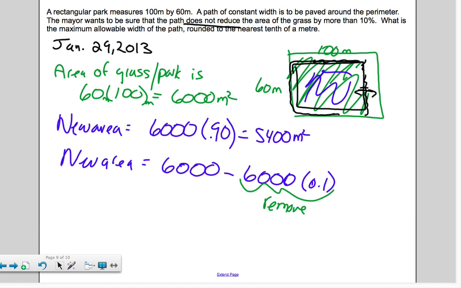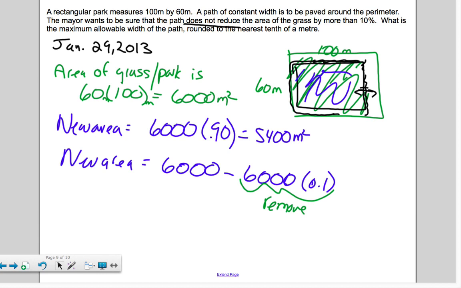So this would be the area of the park. The amount of grass in the park would be 90%. You lose 10% of the grass in the park after the path is paved. So what's left? How much grass is left there? I'm saying, what's left of the park after the path, how much grass is left? Then it'd be 5,400. That's what we're looking for, this area in here, which is the blue.